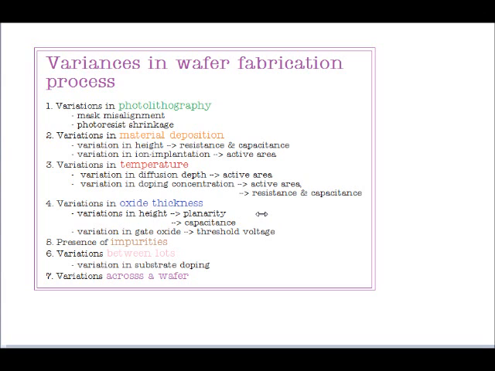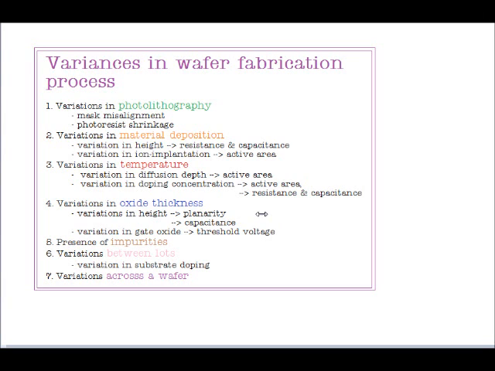You have variation in ion implantation. As a result, the doping concentration in your active area may not be uniform. Variations in temperature: as a result of the variation in temperature, the diffusion depth of the dopants in the active area is not uniform. Variation in the doping concentration, again due to temperature, could also affect the resistivity or the capacitance if you're creating a resistor or capacitor.